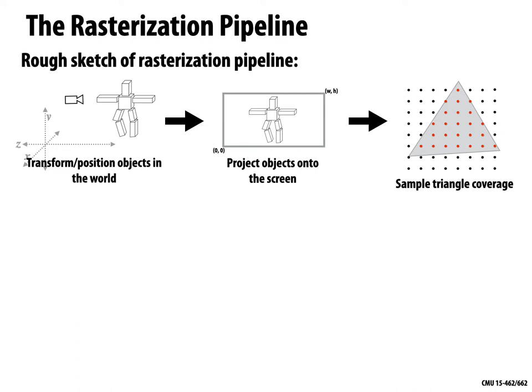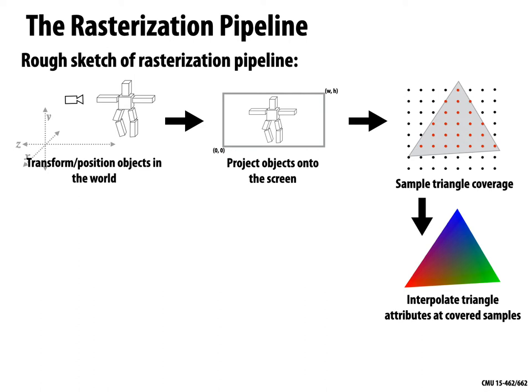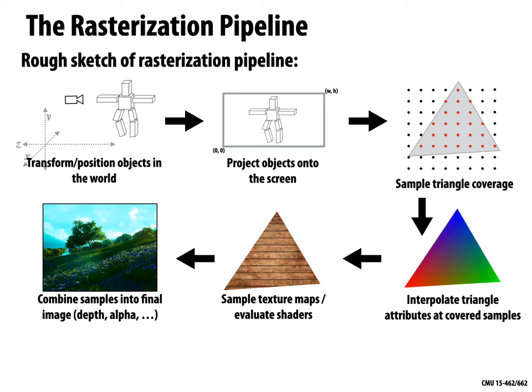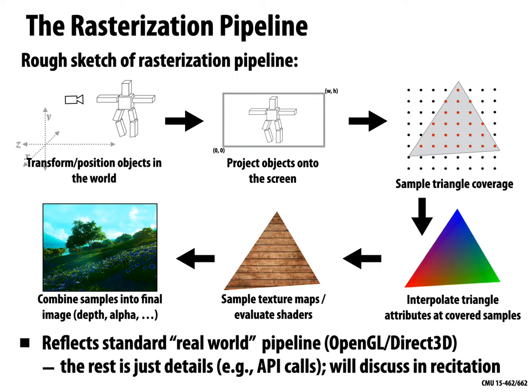Once we've done that, we can interpolate attributes at vertices across the triangle. So here I'm smearing the colors red, green, and blue across the middle of the triangle to give it some nice shading. I might also, in addition, sample images onto the triangle to give it some texture. A lot of other things we could do at this stage. And finally, combine the colors of each pixel of each triangle into the final image. Right, so we're going to composite all of those triangles into our output, which might also have things like the depth and the transparency. And this is a pretty good cartoon of real-world graphics pipelines.